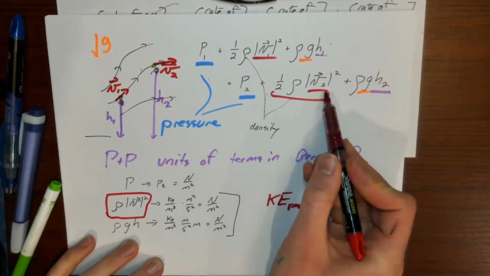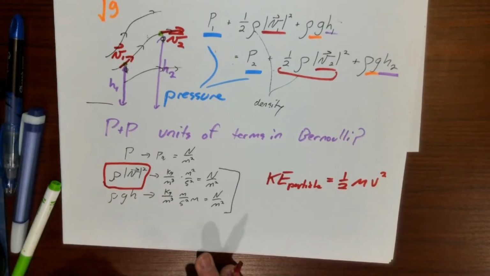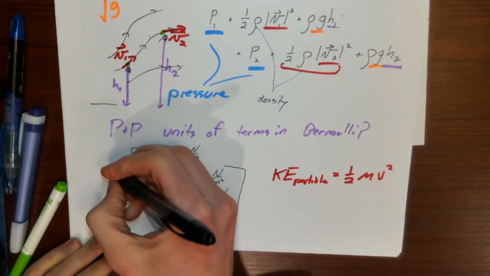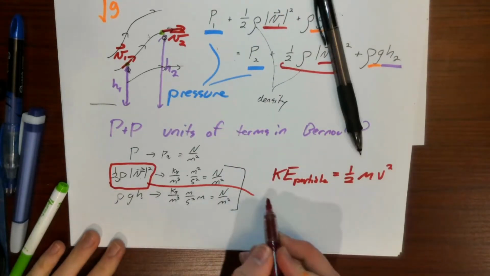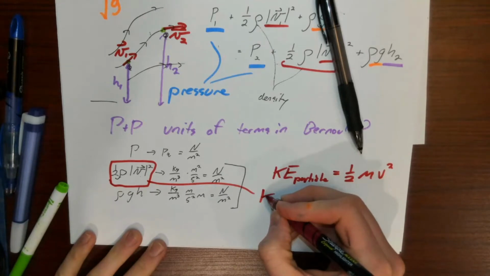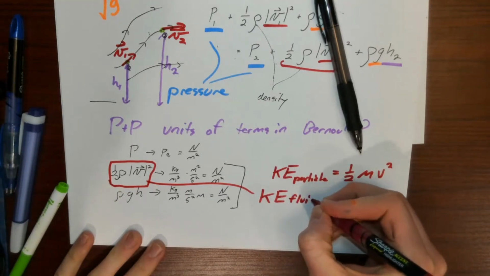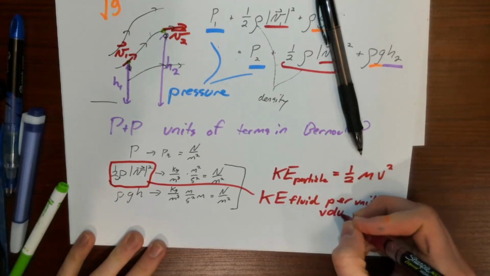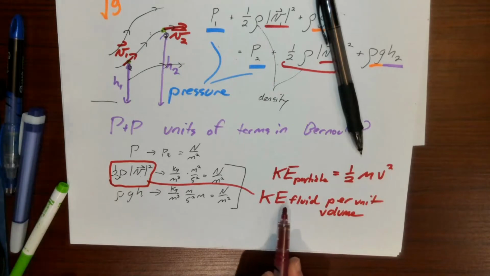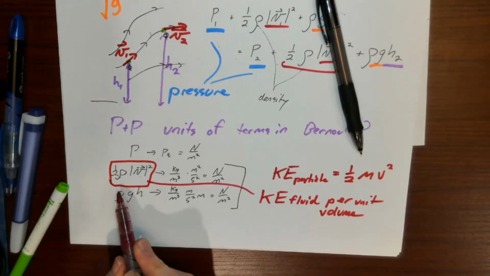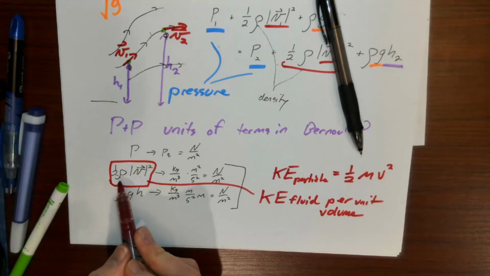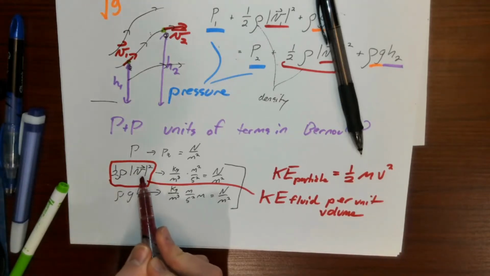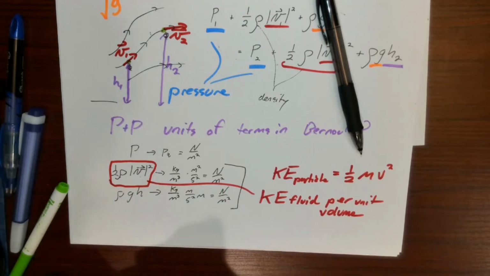And here we have these 1/2 rho v squared terms. So in a sense, this 1/2 rho v squared term, I like to think of this as the kinetic energy of fluid per unit volume, right? So this is essentially like a kinetic energy per unit volume. If density is mass per unit volume and kinetic energy is 1/2 mass velocity squared, this 1/2 rho v squared is essentially the kinetic energy of the fluid per unit volume.